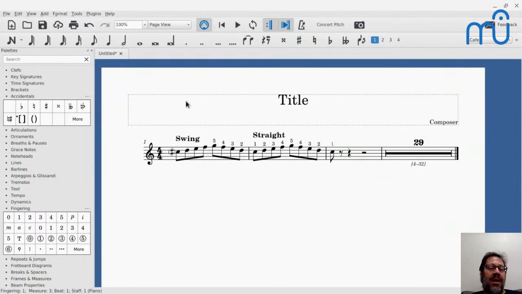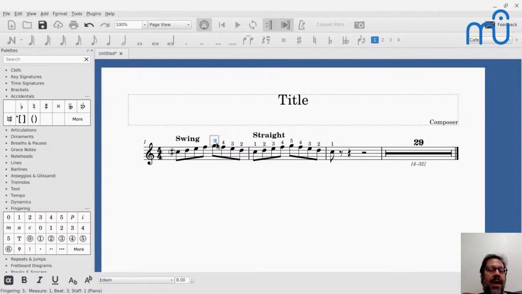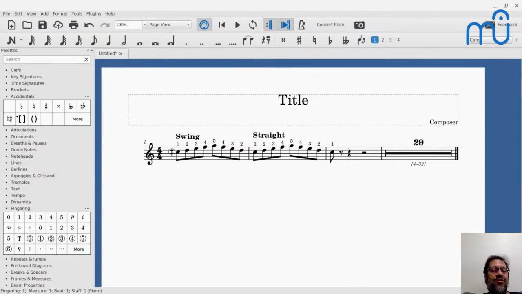You don't have to use that command. You can just double click any fingering you want, and now the same thing. Space moves on to the next note. Shift space moves to the previous note. 4, 3, 2, 1. Would I really start with a C sharp with my thumb? I don't know. Doesn't matter.